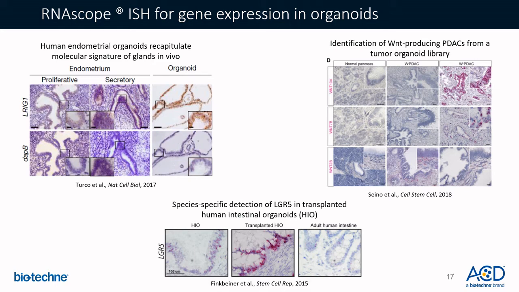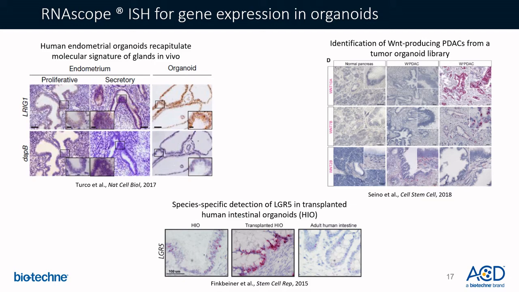The RNAscope technology has been widely used on a variety of organoid tissues. For example, the assay has been used to show the human endometrial organoids recapitulate their molecular signature of the glands observed in vivo. In addition, it has been used as a pancreatic tumor organoid library to identify functional subtypes based on their stem cell niche factor dependencies on Wnt and R-spondin. And lastly, it has been used to discern species-specific detection of genes, such as Lgr5 in human intestinal organoids that were transplanted into mice.